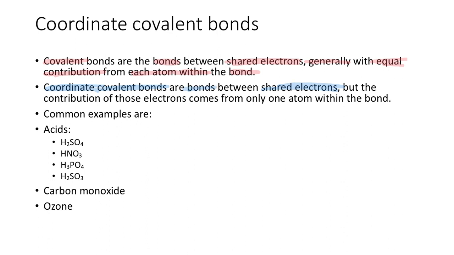However, coordinate covalent bonds are between shared electrons, so that's still the same. But the contribution of those electrons comes from only one atom within the bond. So instead of it being a single bond where one electron comes from one atom and another electron comes from another, both of the electrons will come from one of the atoms rather than 2 of them. Some examples of these are the polyatomic acids, carbon monoxide and ozone.